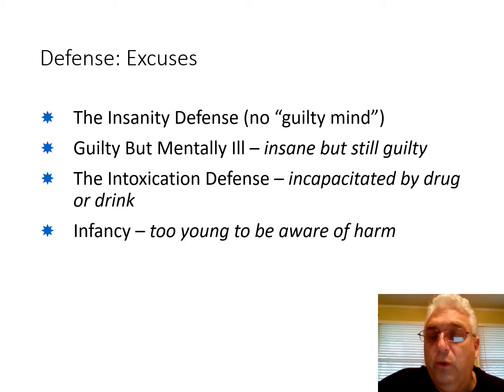Infancy, too young to be aware of harm. The law is very clear that infancy sort of ends at age 7 in the United States. But then infancy gets into, when we're dealing with juveniles, you can imagine, an 11-year-old that shoots somebody. Are we going to try them for murder as an adult? Are they old enough to understand essentially what they did? These are the kinds of questions that get raised.